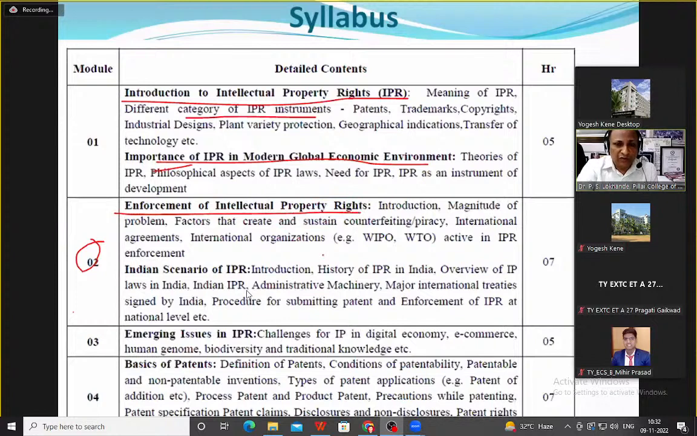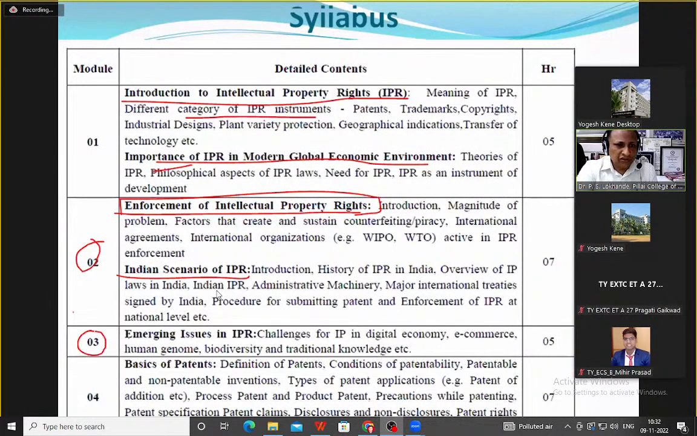The second chapter deals with enforcement of intellectual property rights. Enforcement means, let us consider, you write a story or a thesis and someone copies your thesis. Now how are you going to file litigation for that purpose? What are the procedures, what are the ways? It will be covered in the enforcement of intellectual property rights. Now the Indian scenario, introduction, history, and all this will be covered there. It's a very easy, story-like chapter.